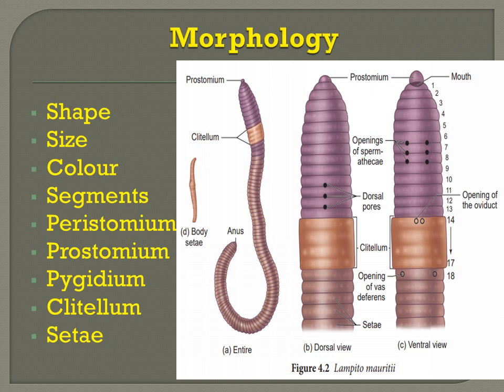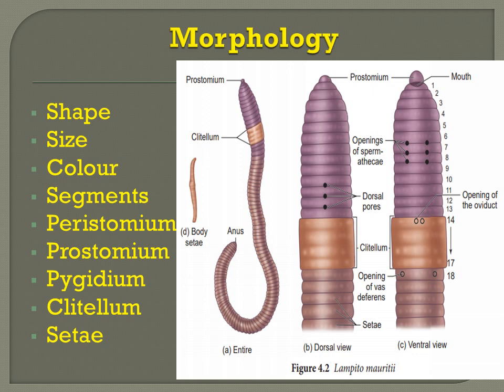Okay. Then the next one is regarding the pygidium. The pygidium is the last segment of this earthworm, actually the anus region. This last segment consists of the anus. That segment is known as the pygidium. Clear? And the next region is regarding the clitellum.